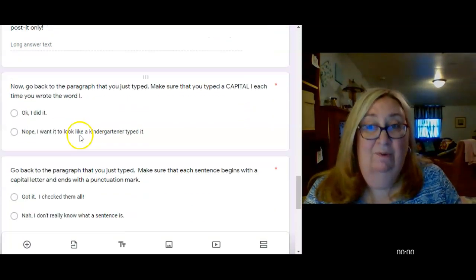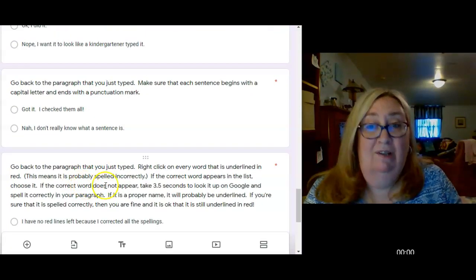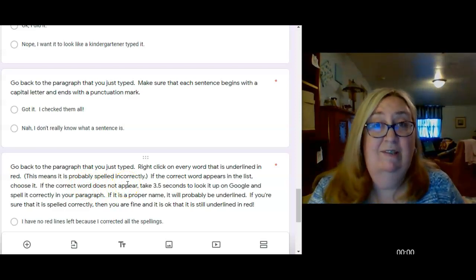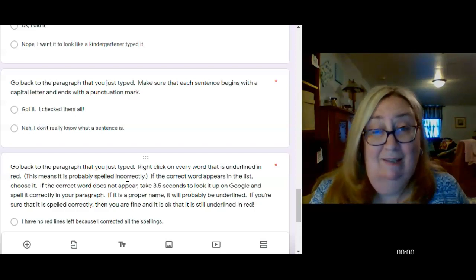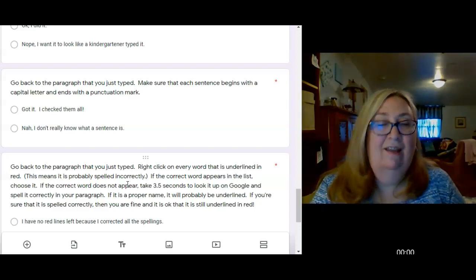Then you're going to check for the word I, check for capital letters, check for punctuation. You are going to check and fix all the spelling, and you're going to answer those questions. And then you're going to answer one final bonus question. And that's it. I'm asking you to write 2 paragraphs today. 2 paragraphs. That is all.